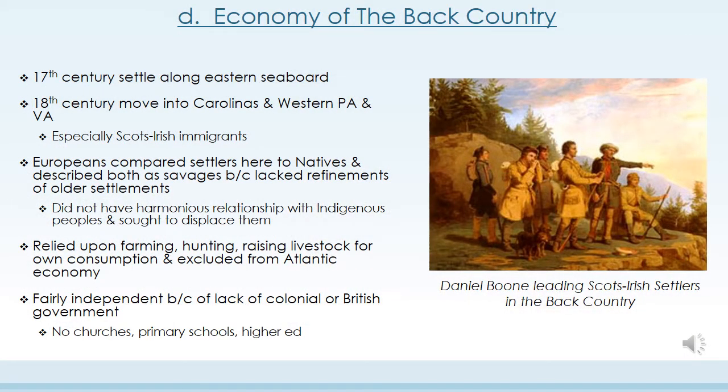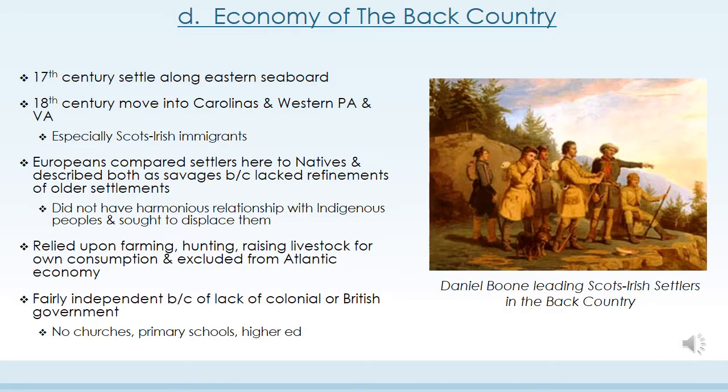In the early 17th century, most of the colonists really hugged the coastline, places like Plymouth, as well as Massachusetts Bay, and then later on the colonies down the eastern seaboard. But by the time you get into the 18th century, they start pushing westward into areas like the interior of the Carolinas, western Pennsylvania, and also western Virginia.